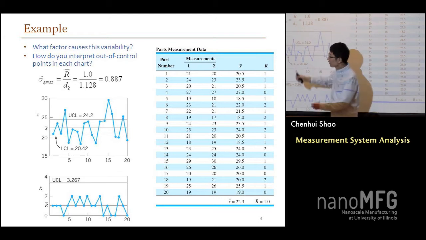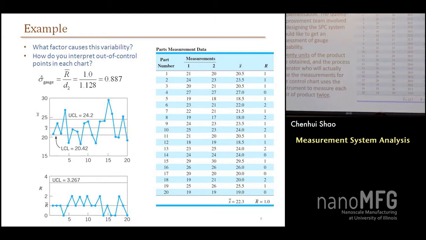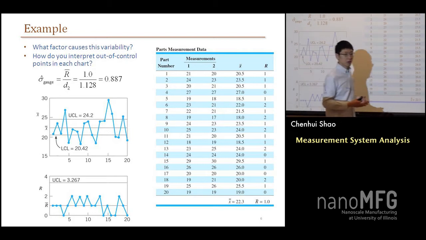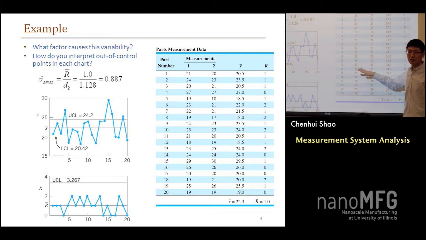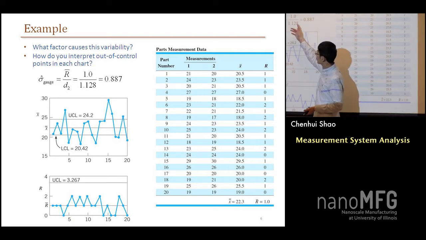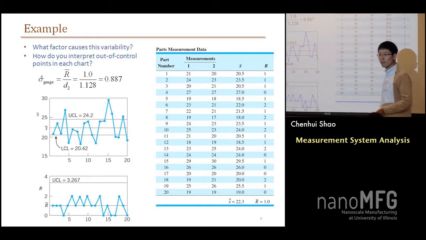So here, it's not a real sample, but it is still the number of data points in one row. Alright? So here d2 should be equal to 2, the sample size. So that is the number of repeated measurements for each part. So the d2 value when n is 2, we have 1.128. And with this calculation, we have a sigma gauge of 0.887. Does that make sense?